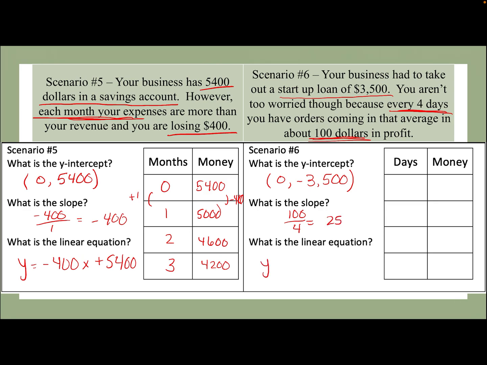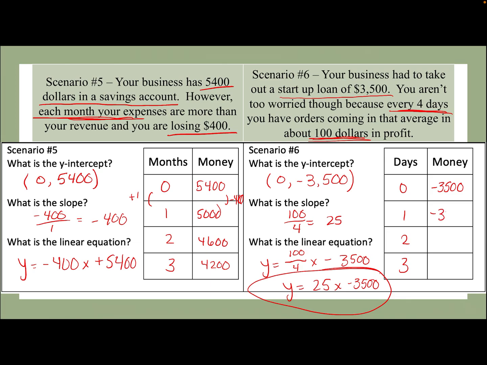So my linear equation is y equals 100 over 4 x minus 3,500, or y equals 25x minus 3,500 when simplified. I'm going to go ahead and use the simplified equation. So I'm going to have 0, negative 3,500, 1, 2, 3, because I have simplified it. 3,500, I have a negative, and I'm going to add 25 each time.